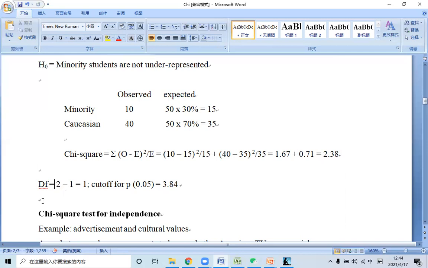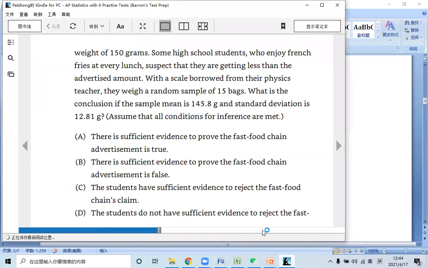Here the degrees of freedom is the number of groups minus 1. Here we have two categories of people, minorities and Caucasians. The degrees of freedom is 2 minus 1. So that's how many degrees of freedom you have. And the cutoff is given in the chi-square table. Let's look at the chi-square table.